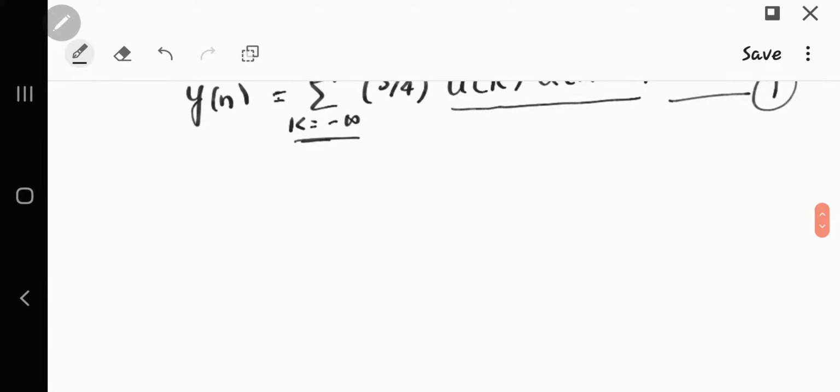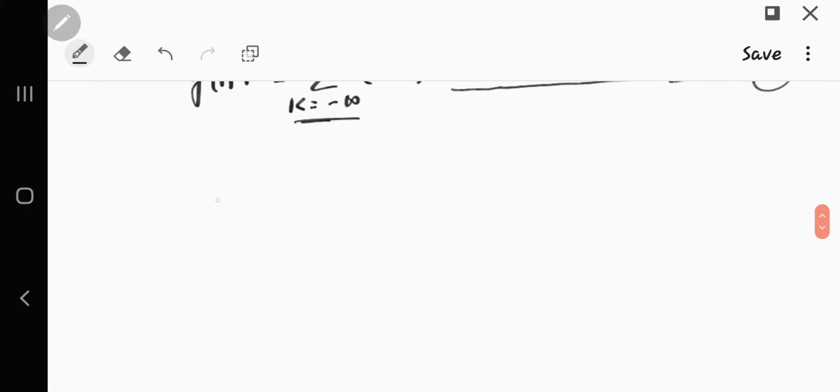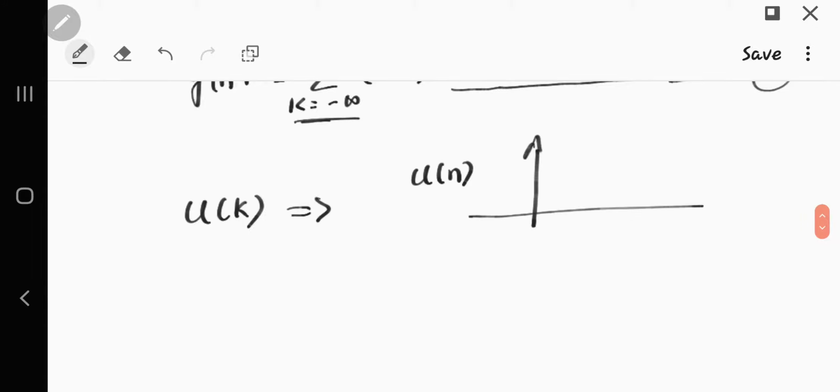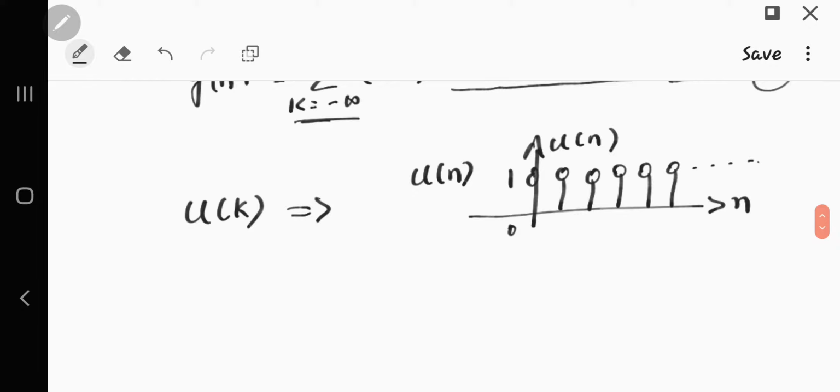Okay. Let's start with this. First, I will draw this u[k] graphically. So you all know this u[n]. How do you define u[n]? u[n] will be 1 for n greater than or equal to 0. So this is from the definition, with an amplitude 1. Now if you want u[k], the signal will be the same.